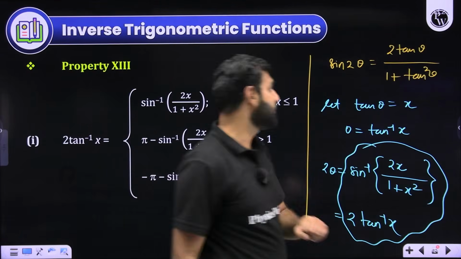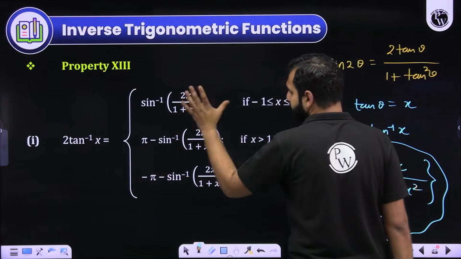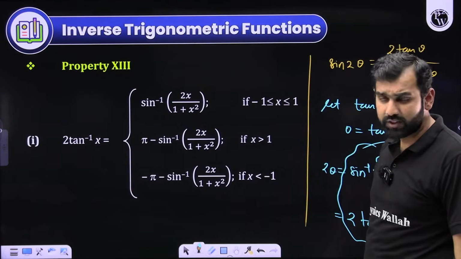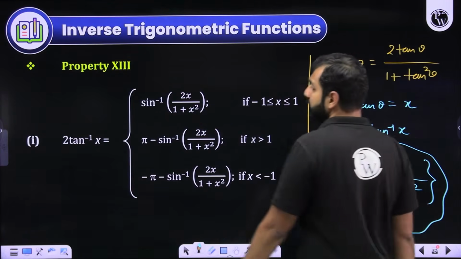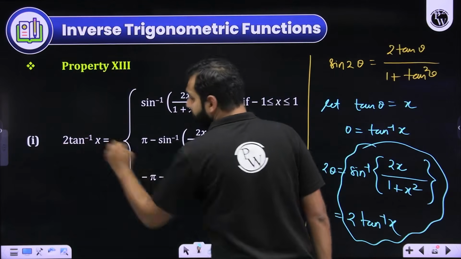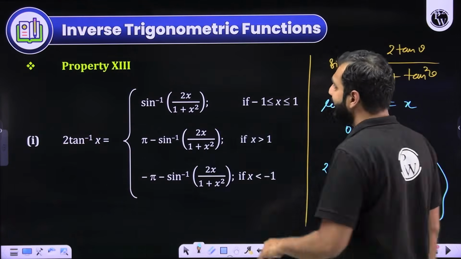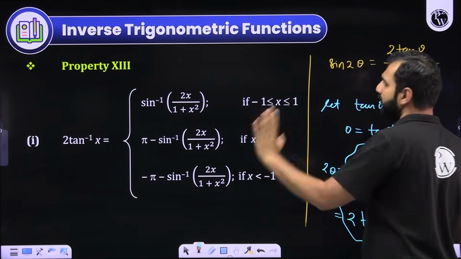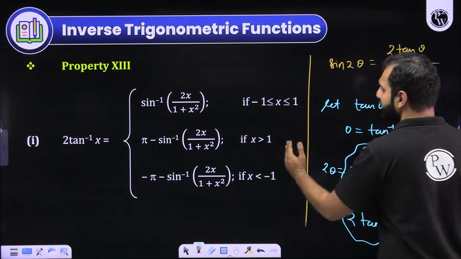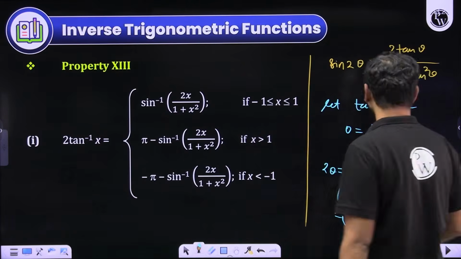But again, there is a condition that sine inverse will give me values between minus pi by 2 and pi by 2. But here, this will be between minus pi to pi because it is doubled. So I can take this formula as it is if x is between minus 1 and 1. But if x is greater than 1 or if x is less than minus 1, because tan can take all the values.